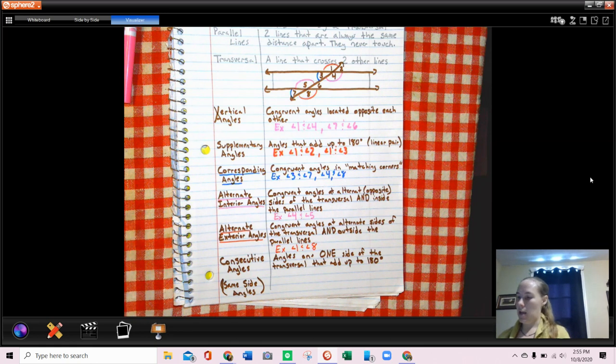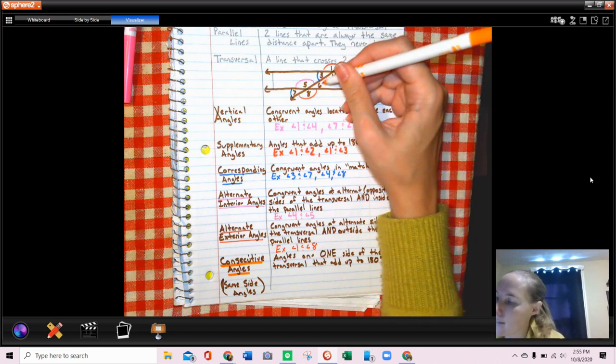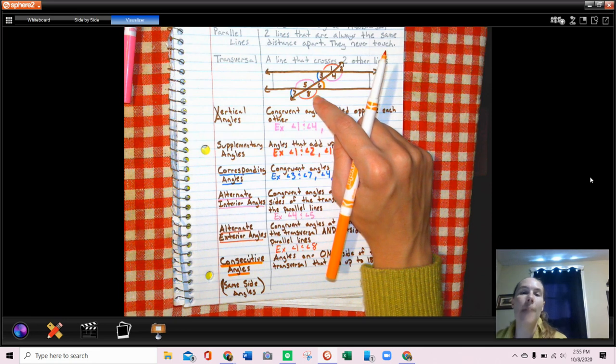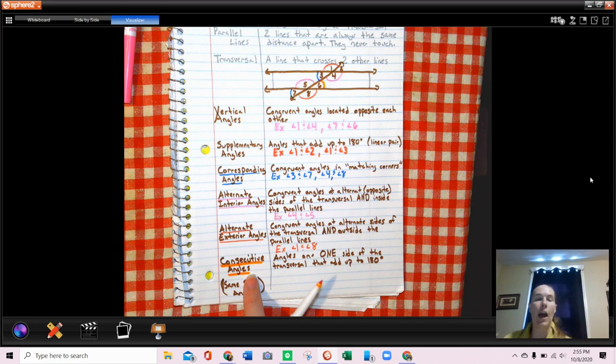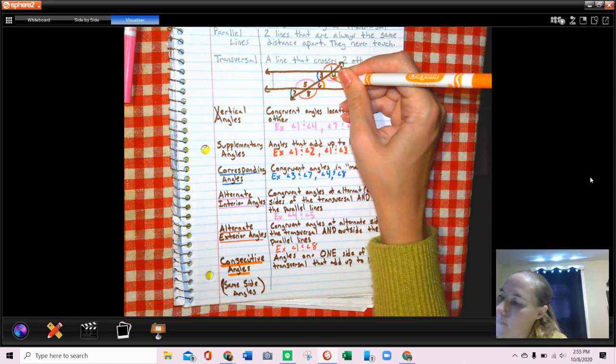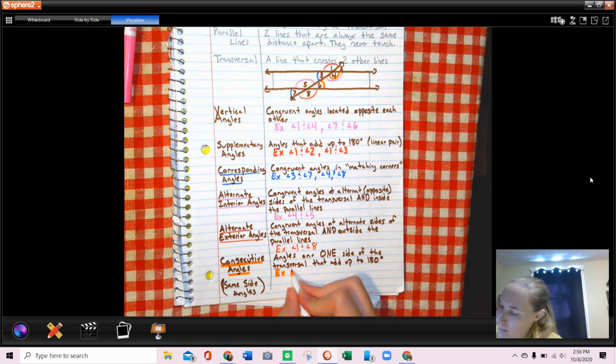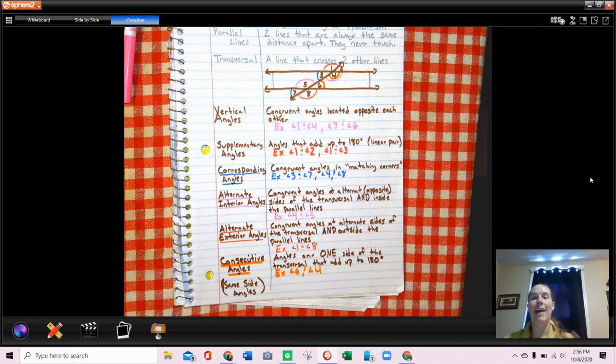So I'm going to do these ones in orange. So consecutive, they have to add up to 180 degrees. So if I look at 6, I have to look at the same side. I know 6 and 8 are supplementary because they make that line. But they're not consecutive, because you want to use the other angles cut by the transversal. So 6 and 4 would be those consecutive angles. So you're going to find them on the inside of that box that we made. So our example is angle 6 and angle 4. See if you can find that last set of consecutive angles.